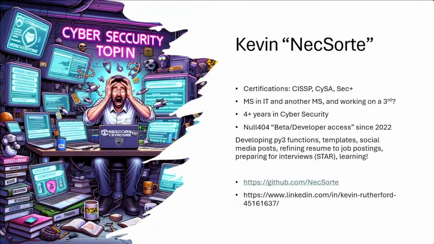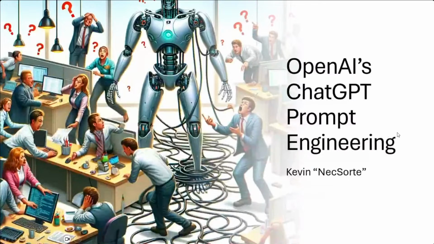Perfect. All right, yeah. So real quick, a lot of the things that we did developing Pi 3s are things I did. It's not as extensive, but Pi 3 functions, templates, social media posts, refining resumes for job postings, and preparing for interviews using STAR, and I'll talk a little bit about that. Overall, just learning about AI, ChatGPT, LLMs, and other things like Kubernetes and Python. There's a lot of different things. There's my GitHub and LinkedIn. A lot of my stuff is private on product stories, but if you have a project you want to talk to me about, I'd be more than happy to give you access.